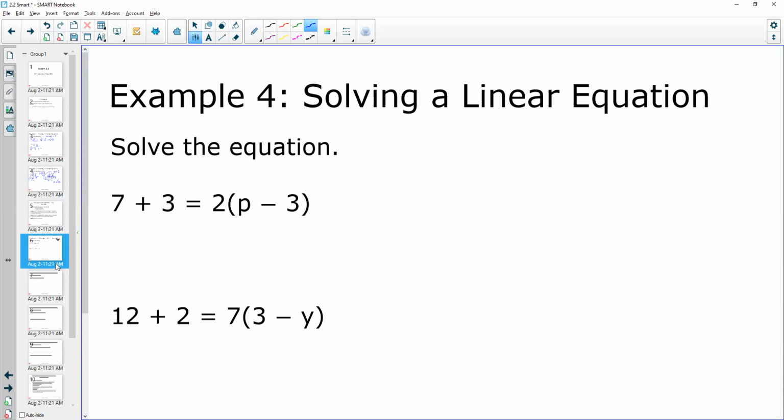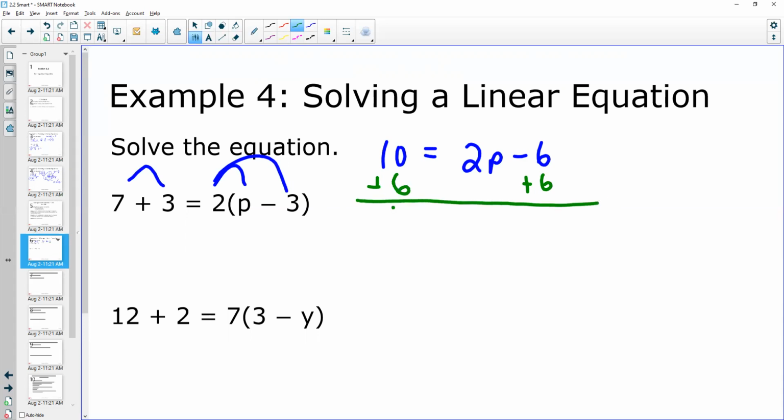So I'm going to look at the left first. So on the left, I can combine 7 and 3. They make 10. On the right, I have parentheses. I'm going to distribute. So 2 times p is 2p. 2 times -3 is -6. Now, everything is as simple as I can make it, so I can do my solving. So I'm going to add 6 to both sides. I'm going to get 16 equals 2p.